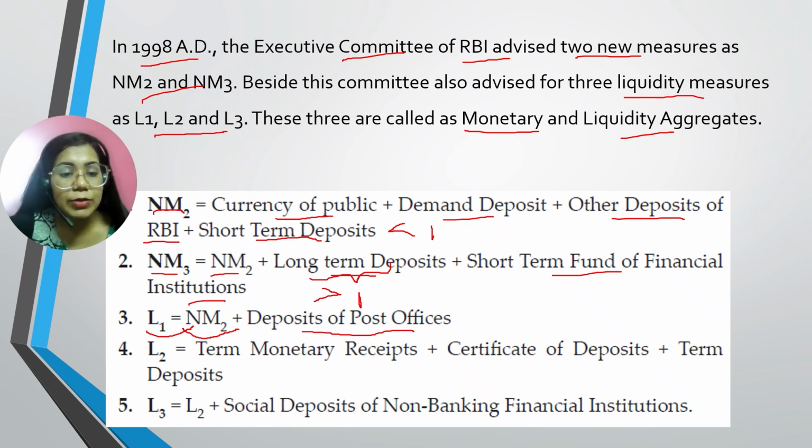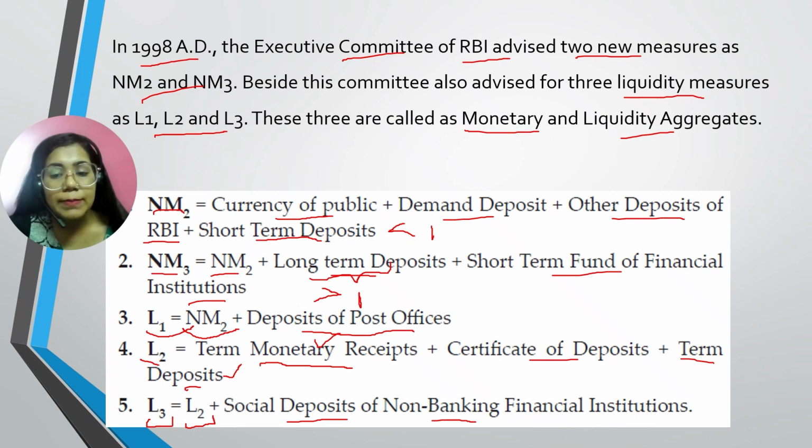What about L2? L2 includes term monetary receipts. What do we mean by term? When we are keeping it for some time period. Plus the certificate of deposits plus the term deposits. These are monetary receipts and these are deposits. Again, term means for a time period. What about L3? L3 includes everything in L2 plus the public deposits of non-banking financial institutions. So they are talking about non-banking financial institutions.